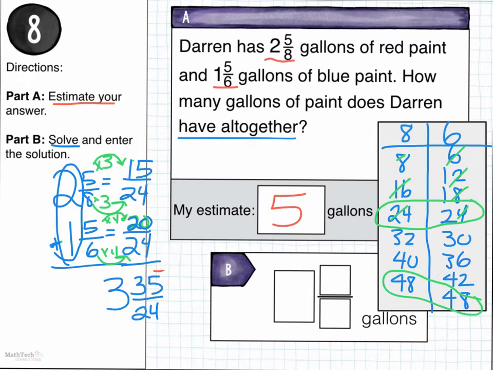So I know that 35/24 is greater than 1, and I am going to break this fraction down. I know that 24/24 is the same thing as 1 whole, so I can turn this into 1 whole.